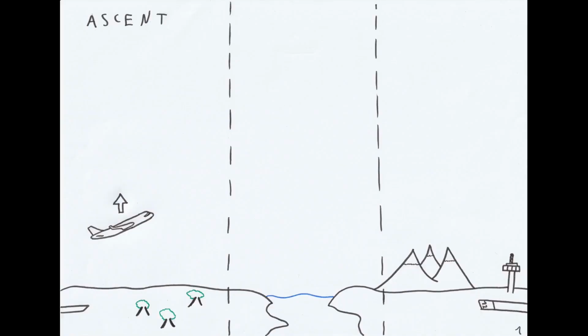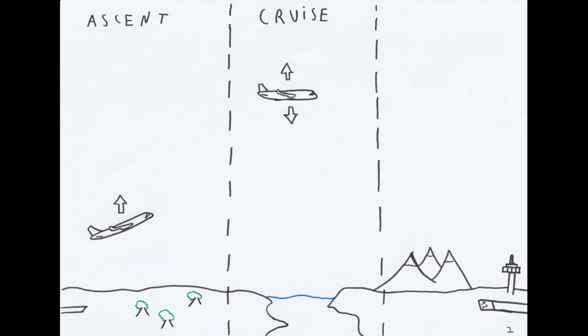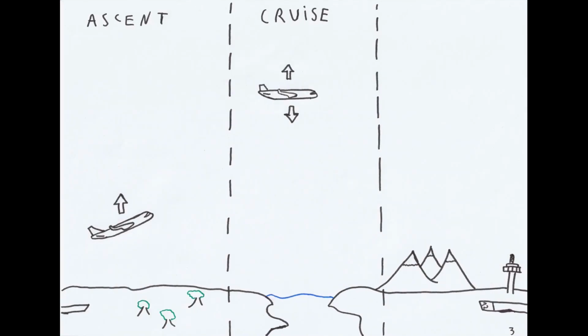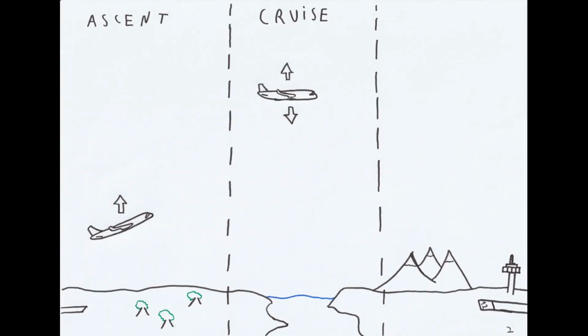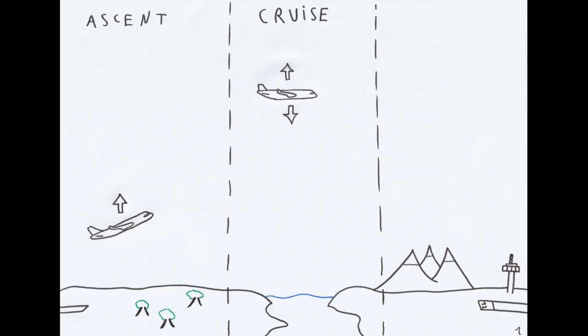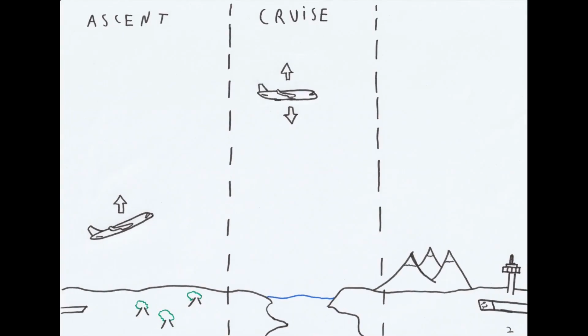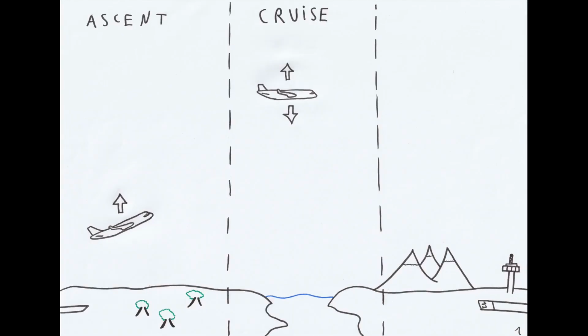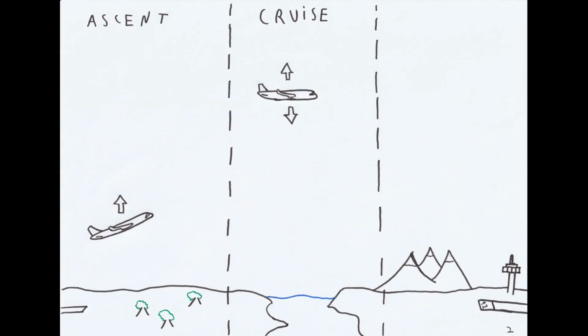At that point, we'll start our next phase, the cruise. In it, we'll stabilize the different forces to keep a constant speed and altitude around what we will call the cruising speed and the cruising altitude. Most of the flight will be spent in this phase.